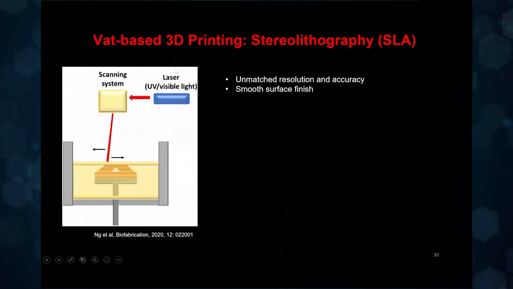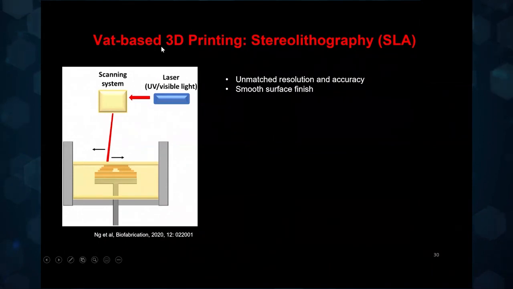The last category of 3D printing of polymers would essentially be the vat-based 3D printing techniques. Most popular of that would be the stereolithography technique.